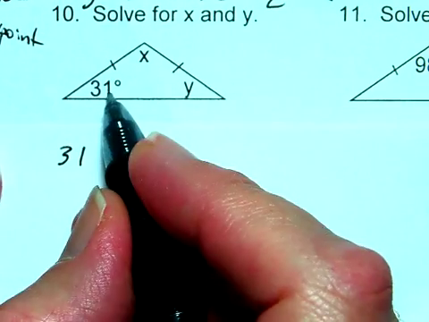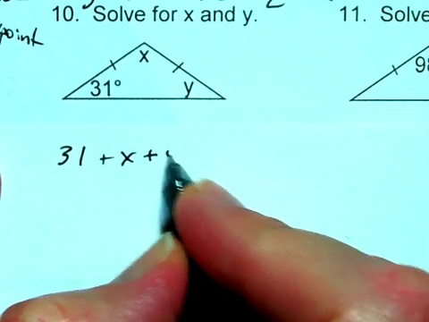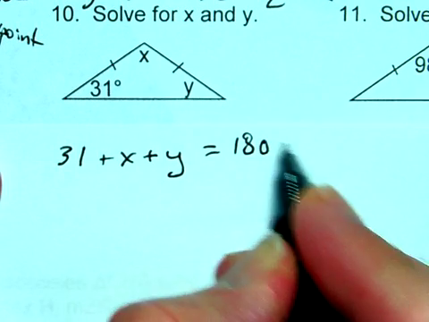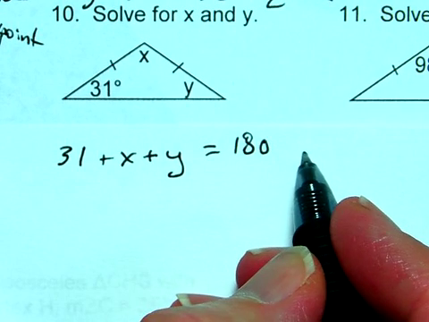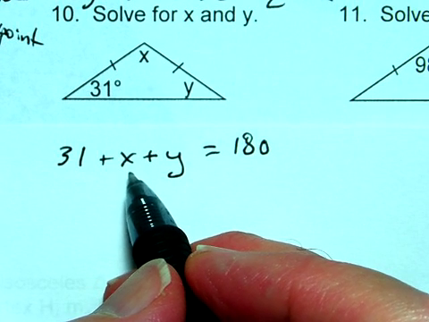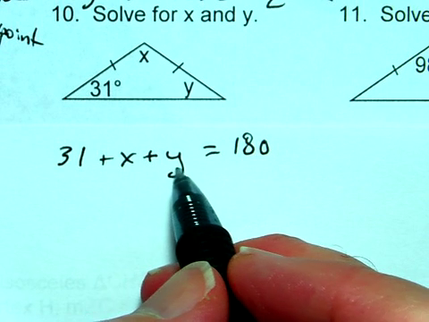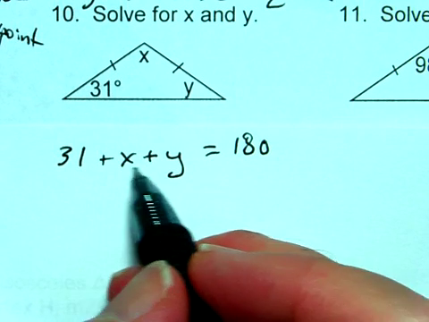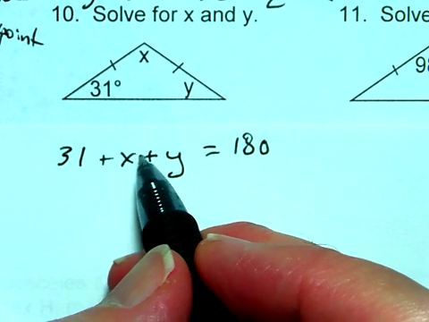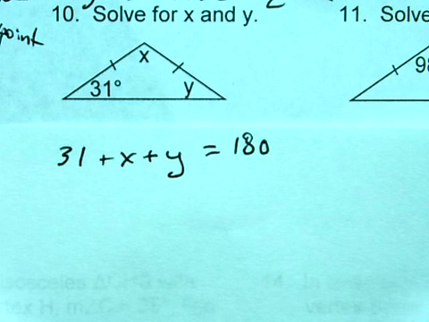That means 31 plus x plus y equals 180, just like we did in the last problem. The only problem here is, how are we going to solve for x when we don't know y? We have two unknown variables in one equation, which means we can't solve for the variables definitively. We need more information.